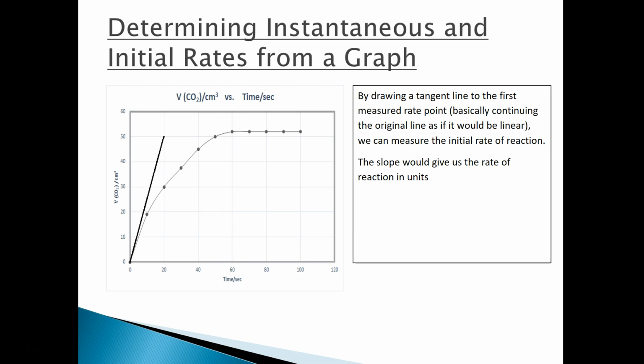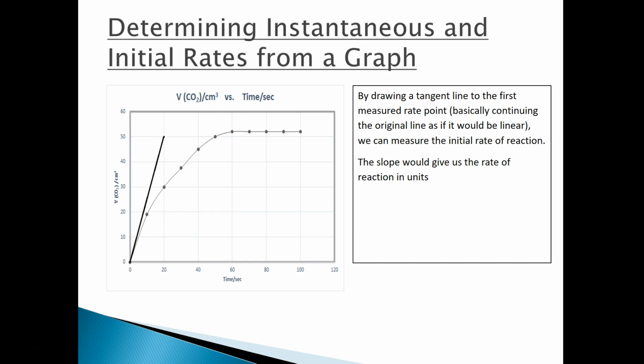Now it's important to note that the initial rate will always be the fastest for any reaction because the moment you mix the reactants, you have the greatest number of reactants colliding. So if we draw a tangent line to the very first measured rate point, so we basically continue that line as if it would be linear, we can measure the rate of the initial reaction.